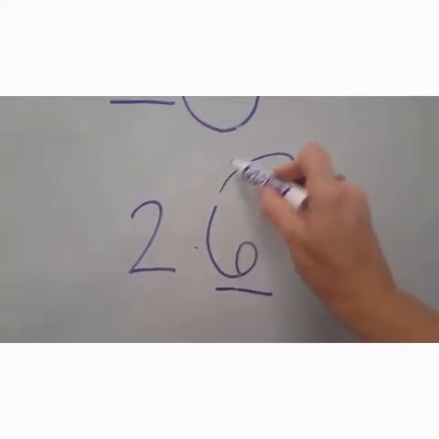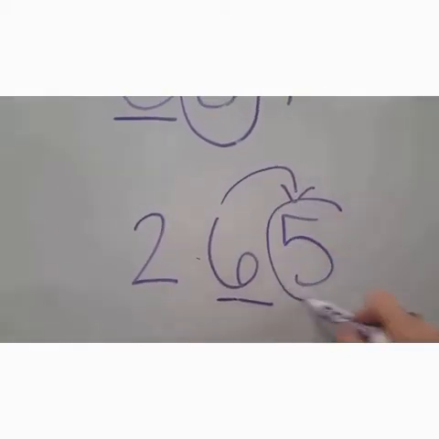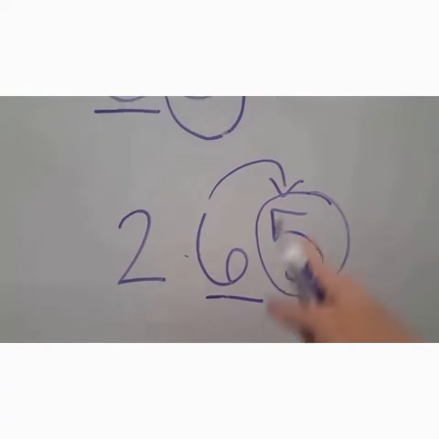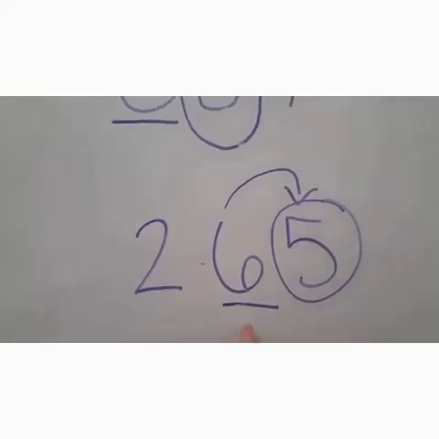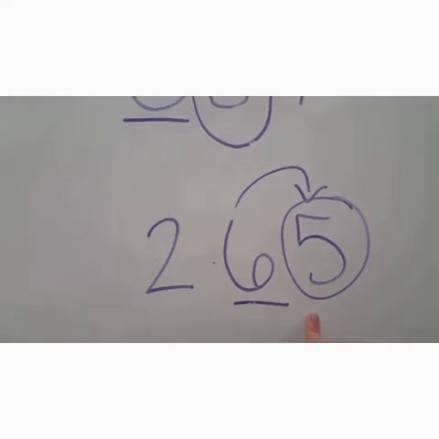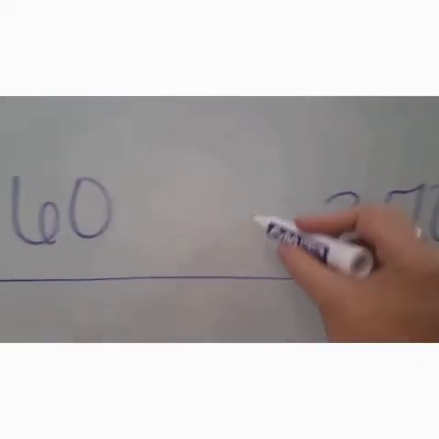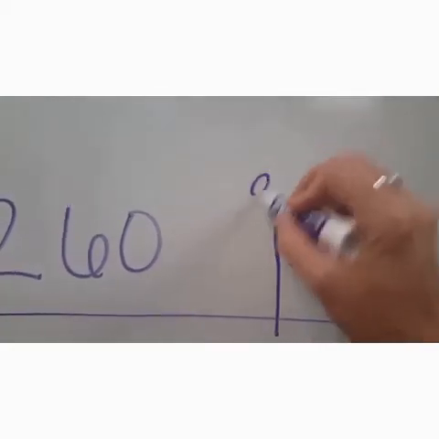Okay, we're going to look next door. If it's 5 or more, we're going to raise the score. So this 6 is going to become a 7. So 265 rounded to the nearest 10 would be 270. So it would be like right here.